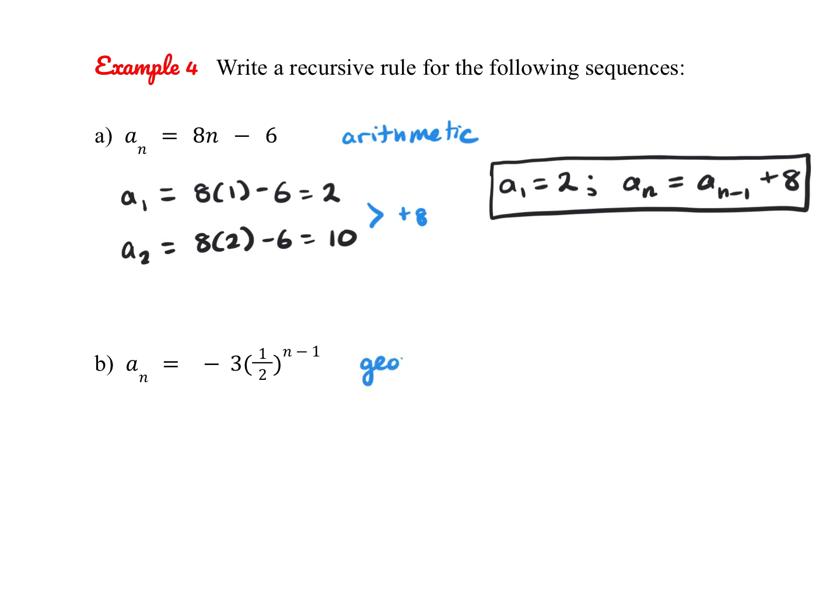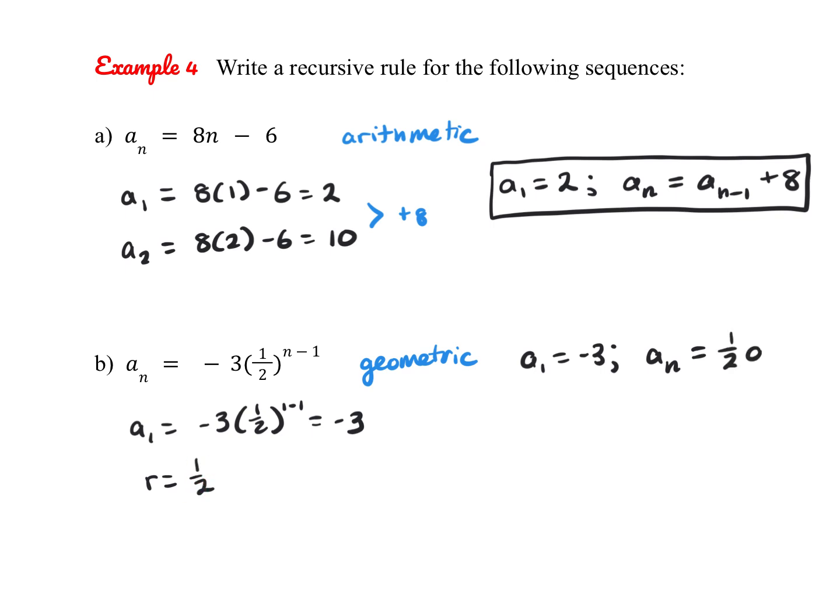I can see that this is a geometric sequence. So same thing, I'm going to need to find the first term, which is -3. And I know that the common ratio is the base of my exponential expression, so I can see that my common ratio is 1/2. So I'm going to define the first term, and then I'm going to say any term, or the nth term, is simply the term before it times 1/2. So 1/2 times a sub n minus 1. And there you go.